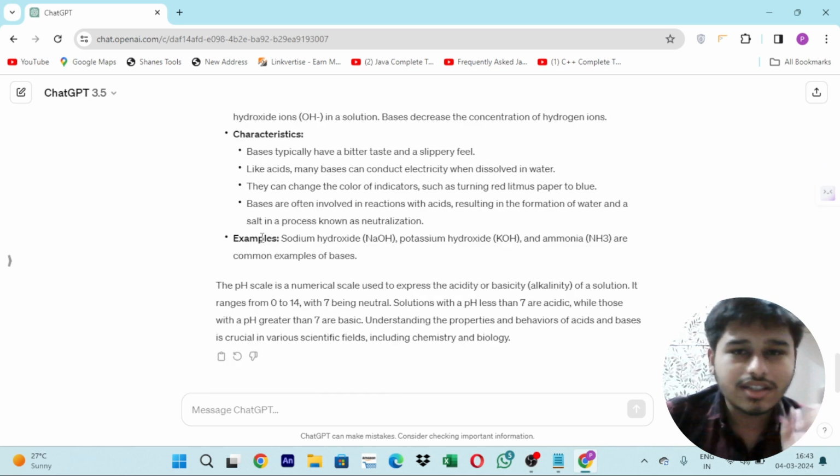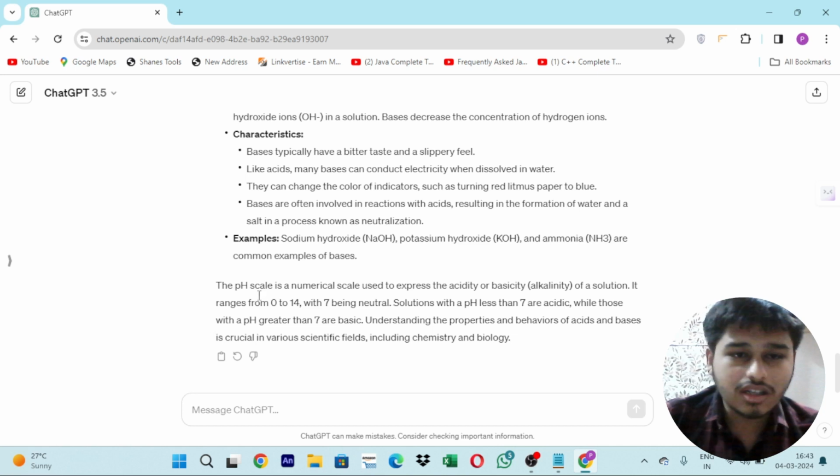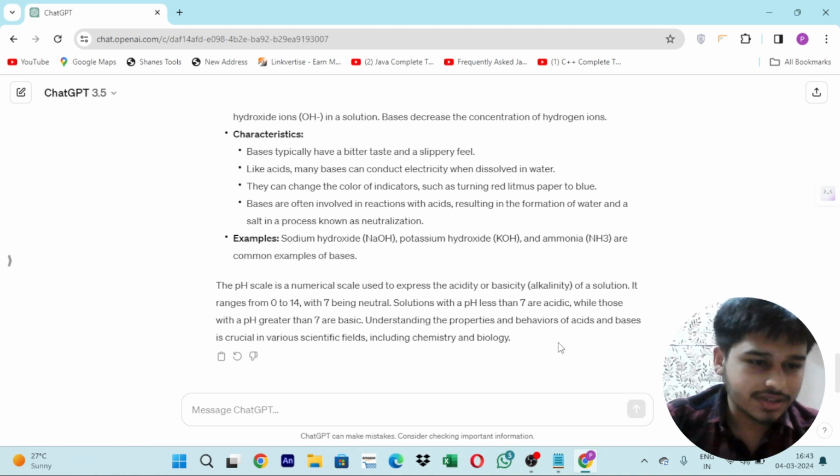And finally, ChatGPT is giving a summary on the pH scale: the pH scale is in the range of 0 to 14 with 7 as neutral, and if pH is less than 7, it is acidic, and if pH is greater than 7, then it is basic. ChatGPT is just summarizing the topic. So that's it, we have seen all these points.